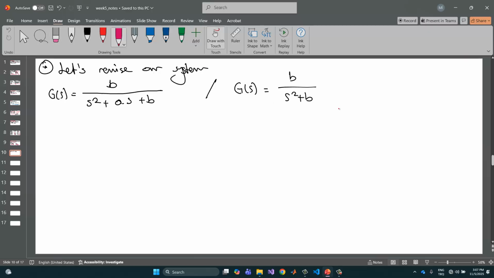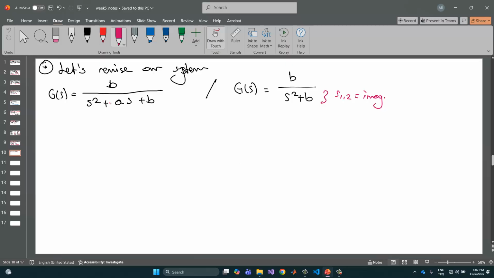Okay? Because in here s1 and s2, the roots are imaginary, right? If we have the imaginary, the oscillation always happens, right? So with b over s squared plus b, both roots are imaginary, so it's undamped, right? Yes. So it's gonna always oscillate. But in this system, we have the zeta.